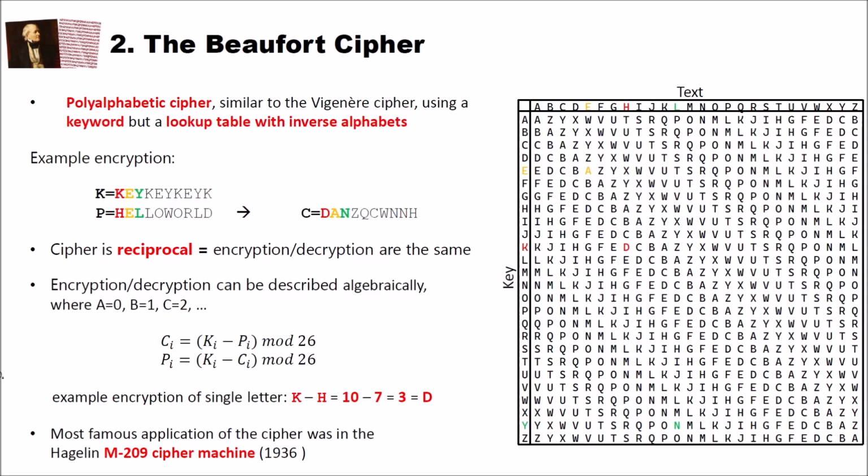The most famous application of the Beaufort cipher was in the Hagelin M209 cipher machine in the year 1936. We already had a video of the M209 cipher machine if you're interested in details on that machine and how the Beaufort cipher was used in it.